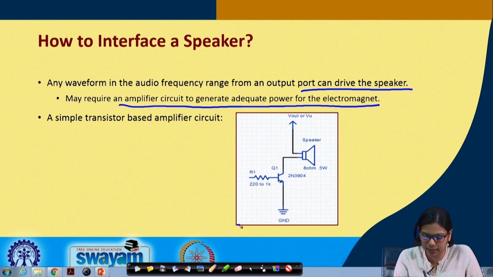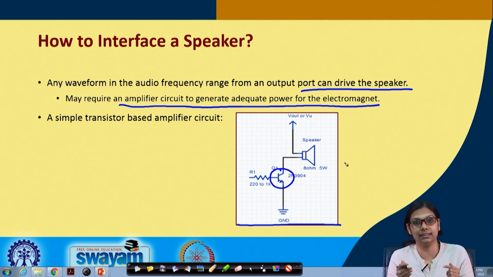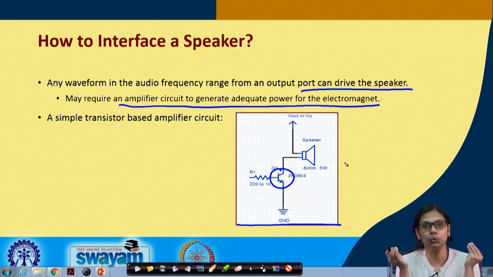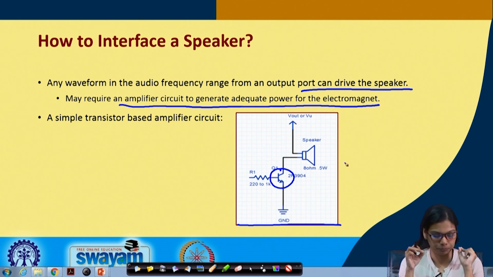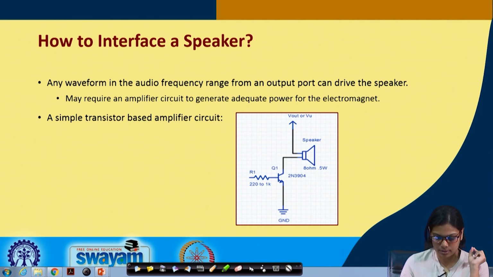So, this is a typical circuit diagram. One end of the speaker goes to Vout, and the other end is connected through a transistor, one through this resistance and another through ground. This is a typical, simple transistor-based amplifier circuit. Although in our case we have not used any such circuit, it might be required when you interface a speaker. Okay, let us move on.